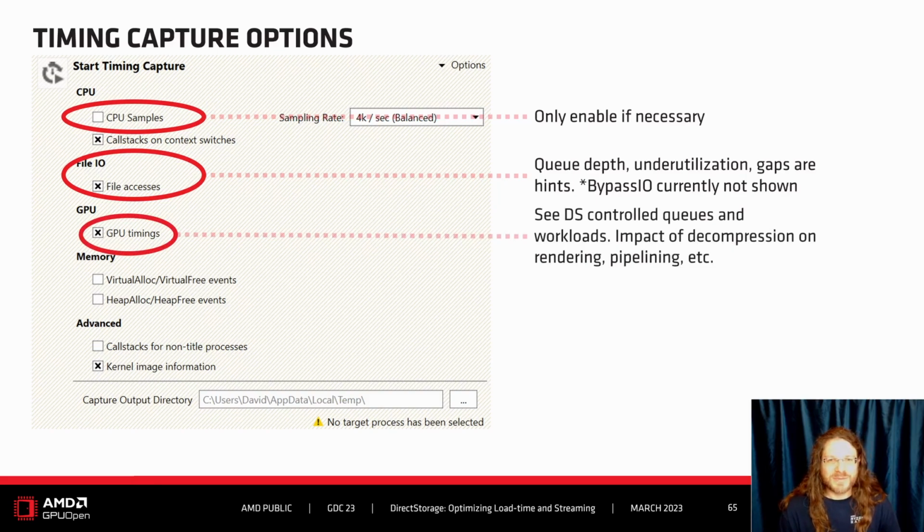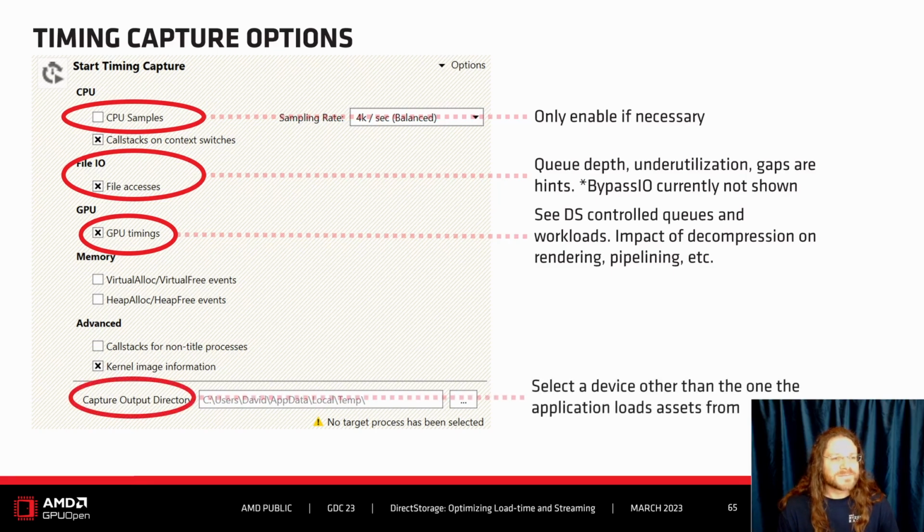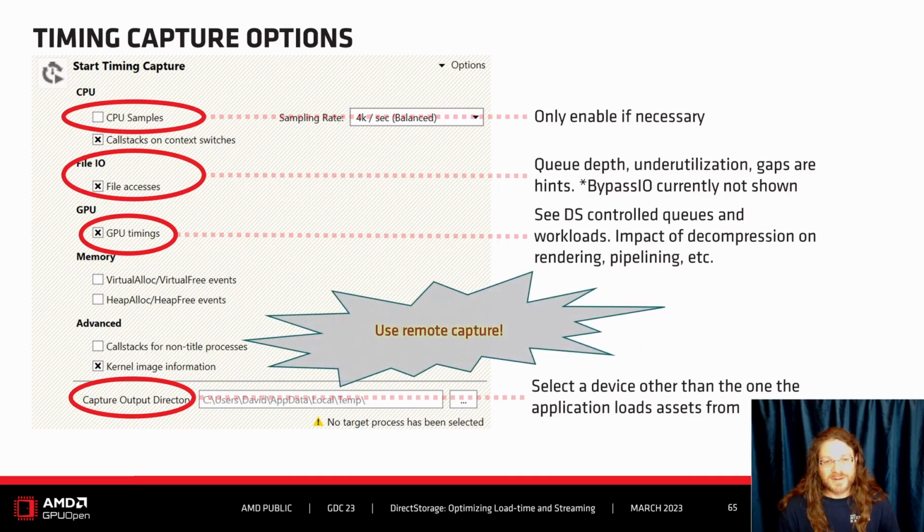GPU timings. As we mentioned before, it's important to see all the direct storage controlled queues and workloads and the impact of decompression on rendering. We would recommend that you change your capture output directory to a device that is not the one that you're going to be primarily reading from. And to use remote capture, again, to reduce the amount of overhead on the target profile device.